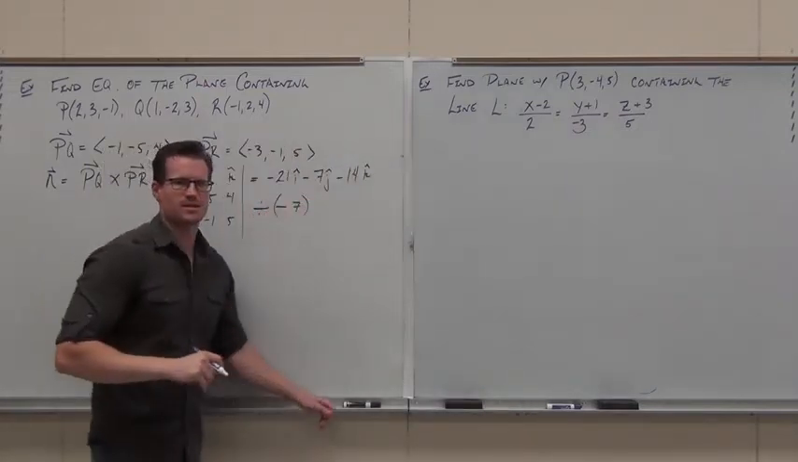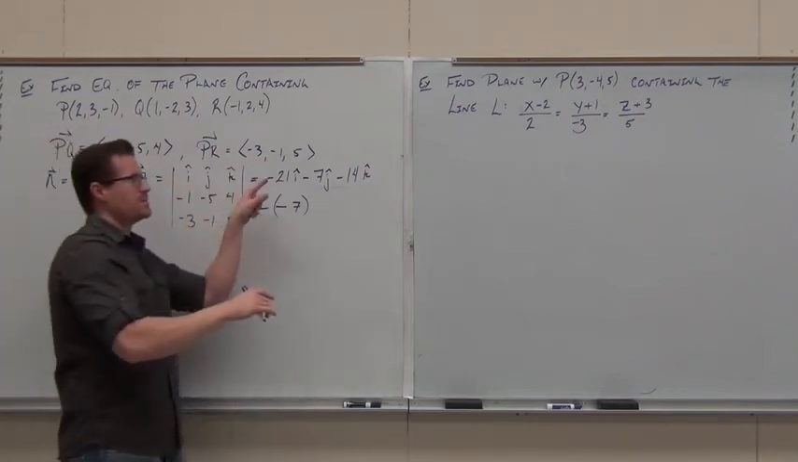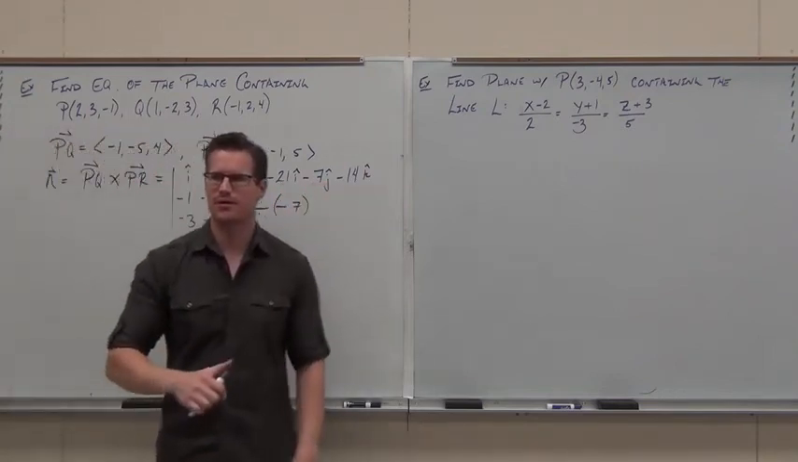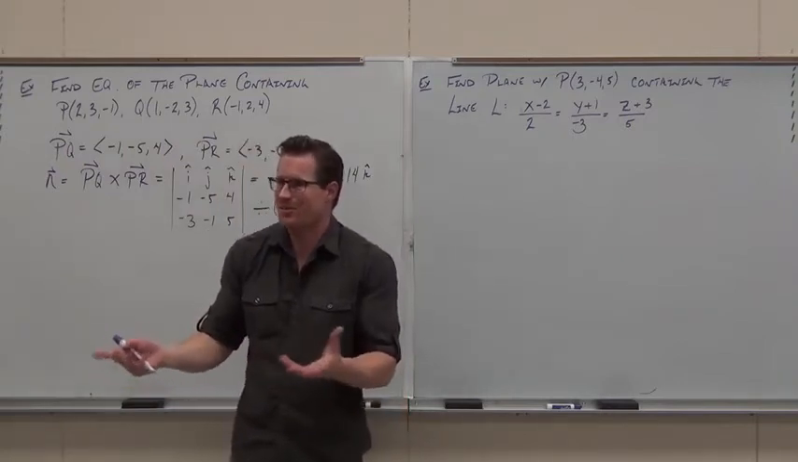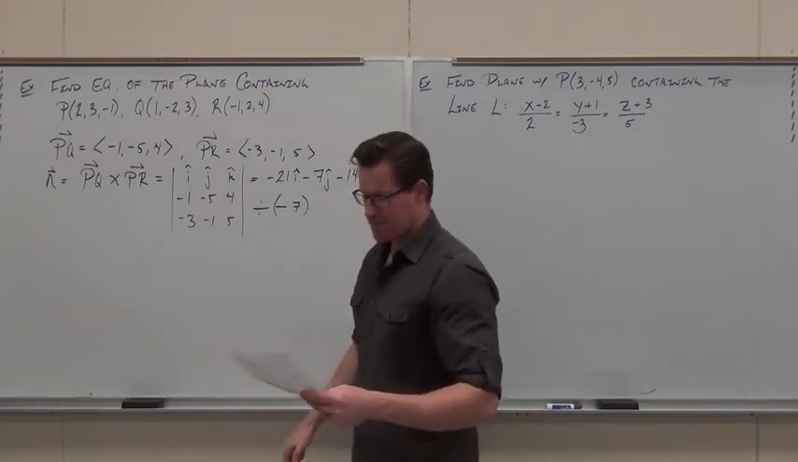Is that logic making sense to you? If you reversed these and did the cross product backwards, it'd be plus, plus, plus. You'd still have to factor out the 7. But you see, it doesn't matter. You can always change the scalar multiple of that.